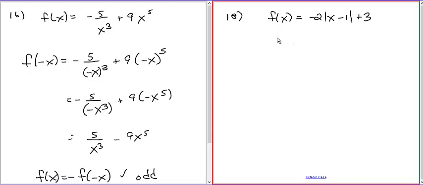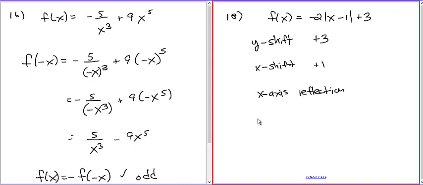Okay, so we've got four things happening on this one. We've got a y shift of +3. That's the thing outside of the function. We've got an x shift. Here it's -1. We've got a positive x, so we can just take this directly, and we take the opposite, so it's an x shift of +1. The negative is outside, so we have an x-axis reflection. And then the 2 gives a vertical stretch.